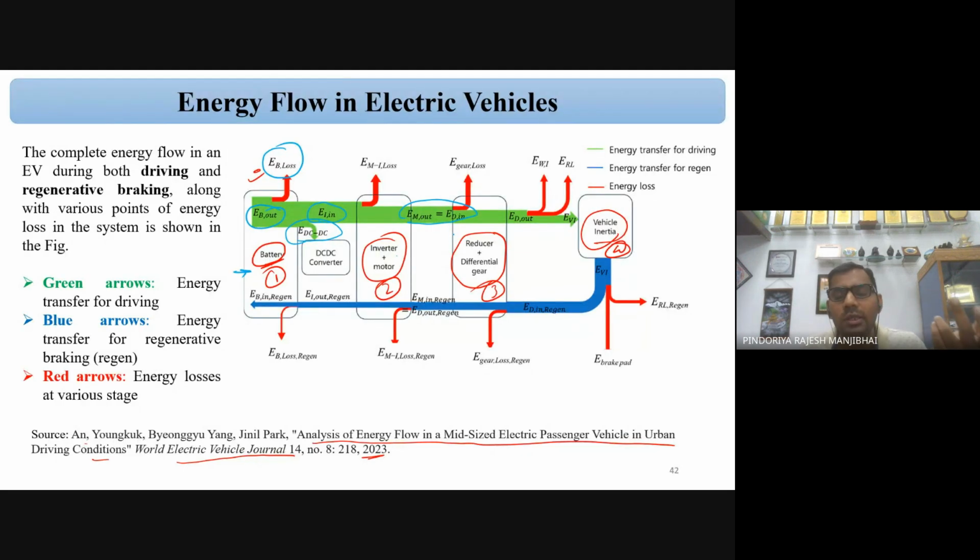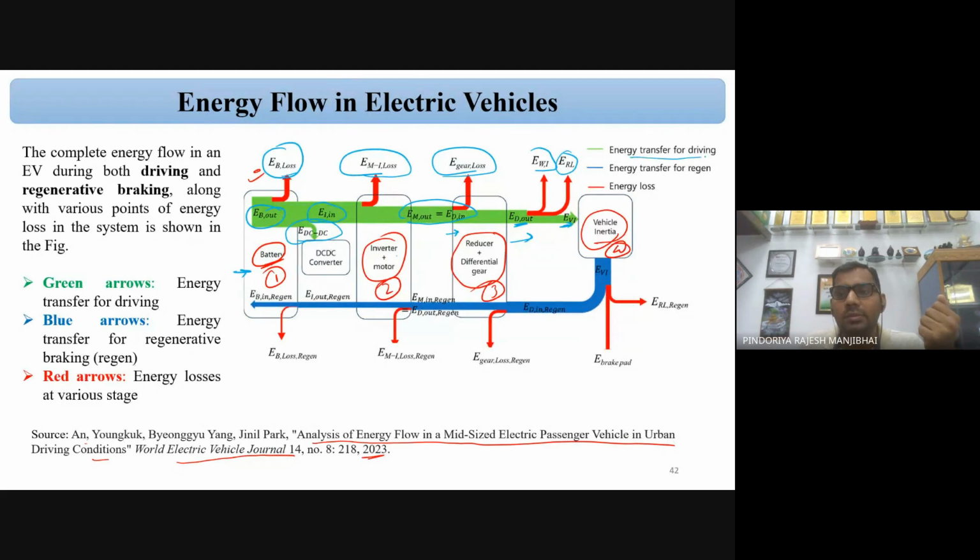Motor output power is equal to the reducer or differential gear input power. Correct. And ED out, that is the differential energy out, is equal to the vehicle velocity, otherwise vehicle energy, correct? So you can see the losses. There are motor and inverter losses, battery losses, gear losses, and EWI and ERL. That is your friction losses, correct?